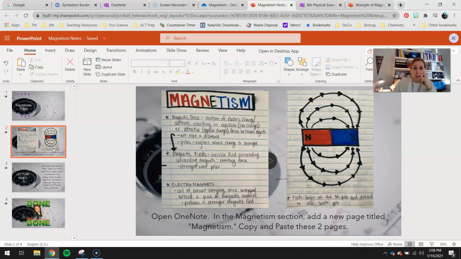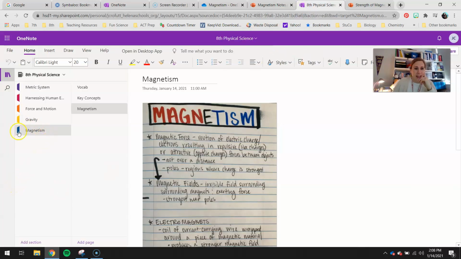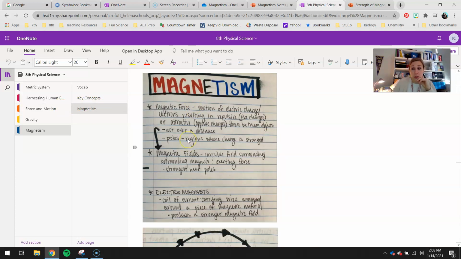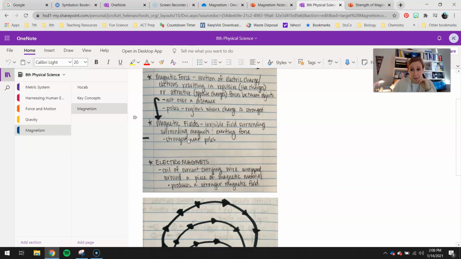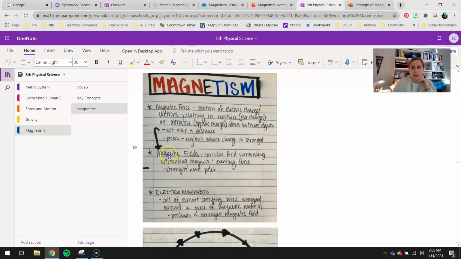You guys need to open your OneNote, and then you guys need to add these two images into your OneNote. So we already have a magnetism section. We already have 2 pages, vocab and key concepts. I want you to add this third magnetism page, and then go ahead and paste those 2 pictures right in here. I'm going to go through them fairly briefly.